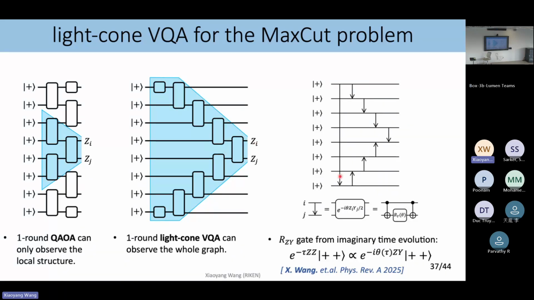And here, for the Mascad problem, we denote these two-qubit gates by this row, and each row indicates a ZY rotation, e to the minus i theta ZY. This rotation of ZY is introduced because it resembles the imaginary-time evolution of the ZZ operator of the Mascad Hamiltonian that was introduced in my previous work.